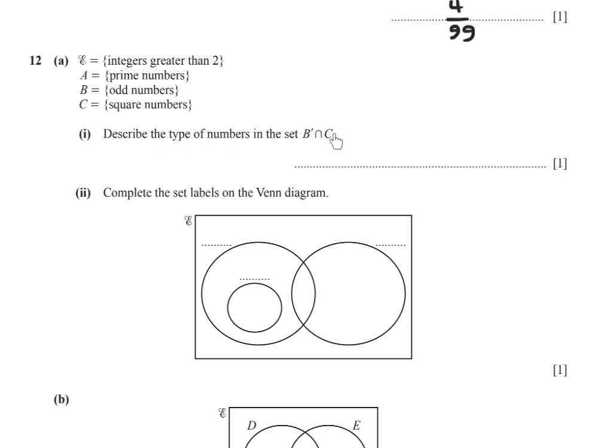Describe the type of the numbers in the set. Not B intersect C. Not B means not odd, so this means even. Intersect C, this means square number. And because both follow the universal, so even square numbers greater than 2. So describe, this means even square numbers greater than 2.